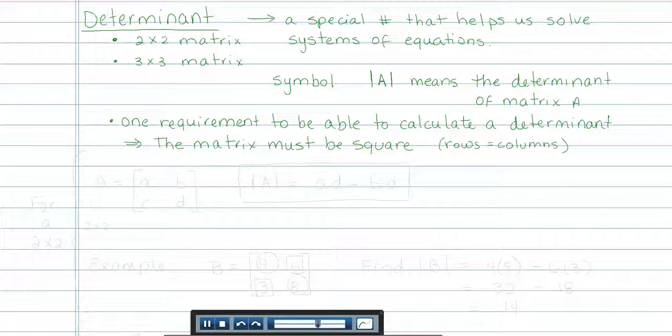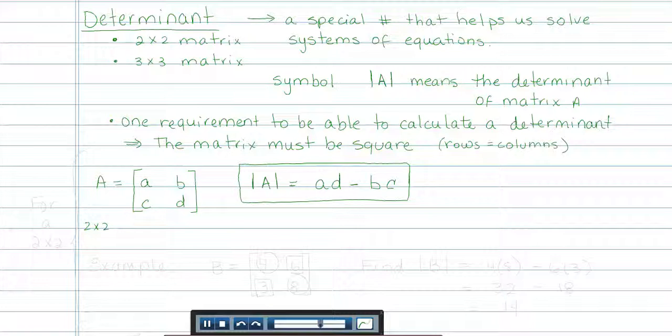So let's say that you have a matrix A, and this matrix is a 2x2 matrix, right? And it's going to have 4 entries. So you have entry A, entry B, entry C, and entry D. Now those are the numbers inside the matrix. How are you going to calculate the determinant? The determinant of A is going to be equal to A times D minus B times C. And you need to memorize this formula. You will be expected to know it and be able to do it.